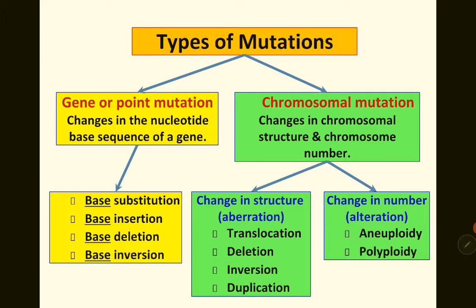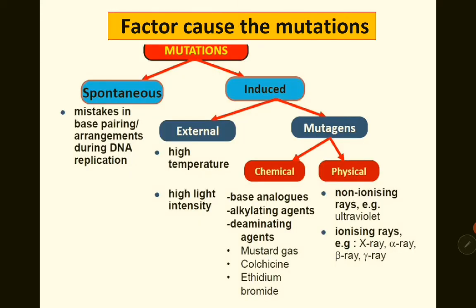We have 2 types of mutation. First is gene mutation, also known as point mutation. Second is called chromosomal mutation. We have 2 factors that cause mutation to occur. One is spontaneous mutation, one is induced mutation.